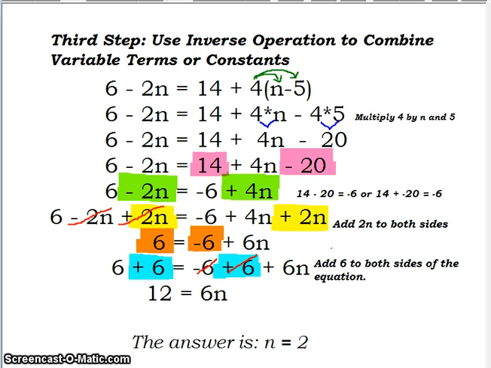I need to move my constant, which is negative 6, to the other side of the equation. Again, using the inverse operation means using the opposite operation. Since that is a negative 6, I am going to add 6 to both sides of the equation. Once I do that, my equation will be 6 plus 6 is 12, so it will be 12 is equal to 6n.